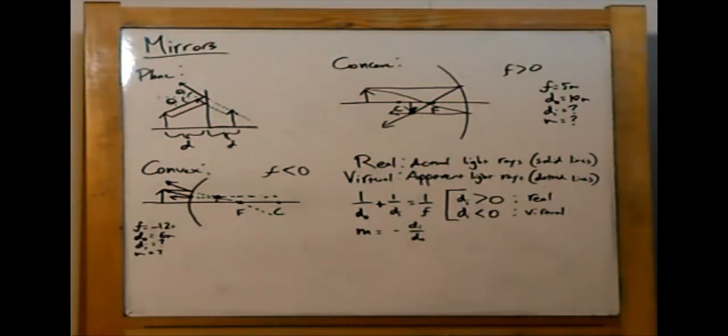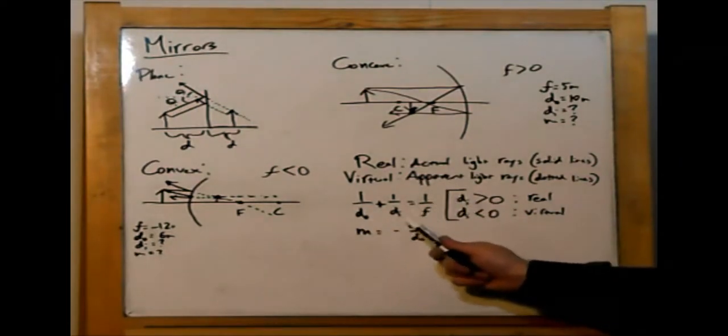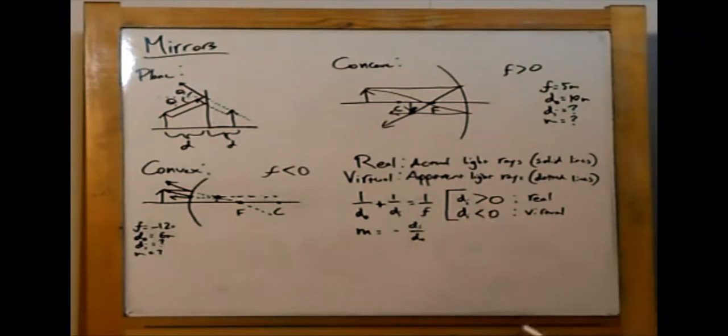So now let's actually take a look at some equations. 1 over the object distance plus 1 over the image distance is going to equal 1 over the focal length.